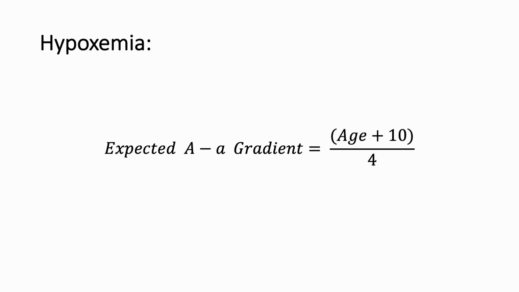Once we calculate the AA gradient, we compare it to a normal AA gradient to see if it's normal or if it's elevated. A normal AA gradient is generally considered to be between 5 and 25 millimeters of mercury for young adult patients who are non-smokers and breathing room air, but increases with age according to the formula seen here, as well as by an additional 5 to 7 points for every 10% increase in FiO2 above 21% being delivered to the patient.